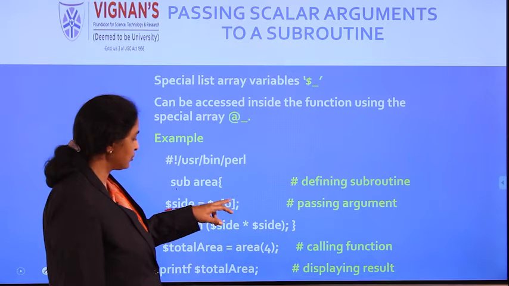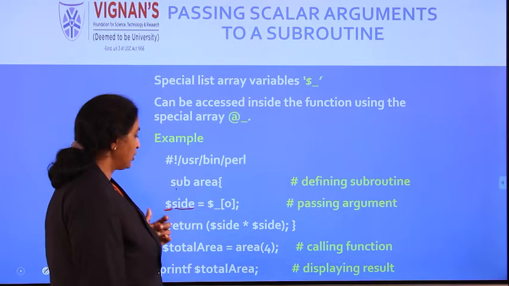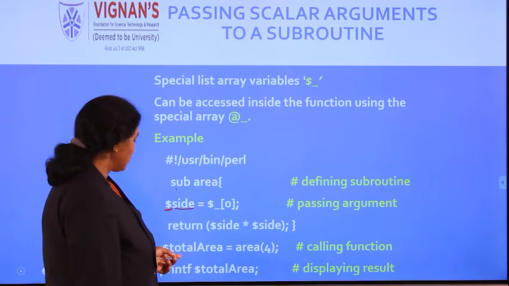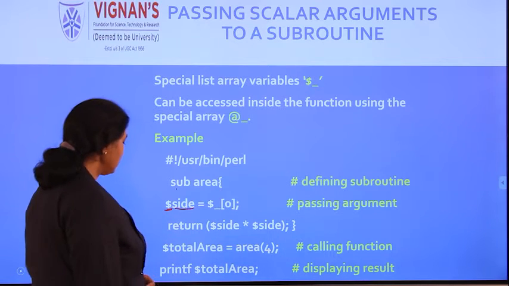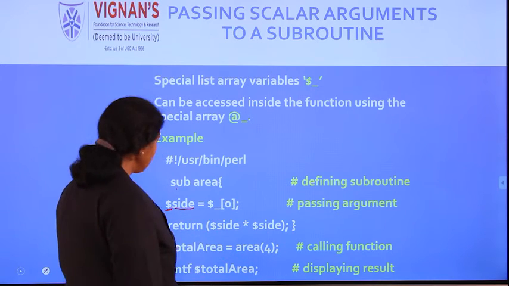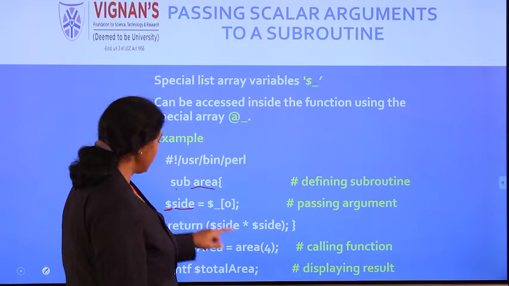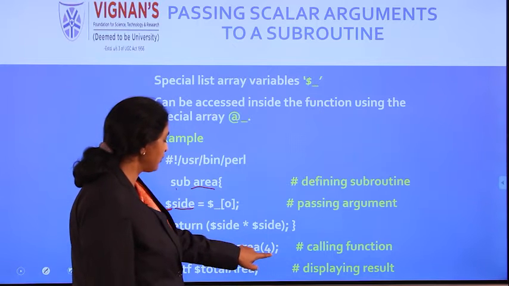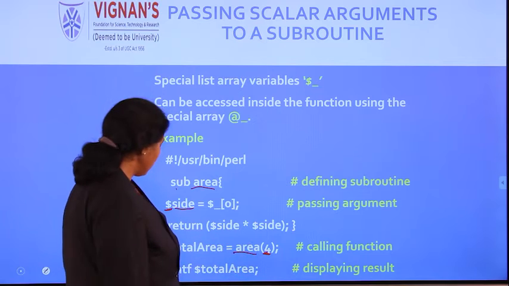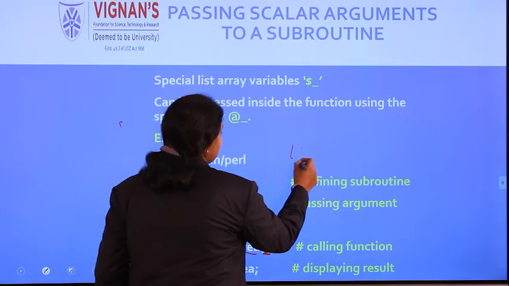So $_0. Now what is to be written? Area has to be written. What is the formula of area? You have to write side into side. So total area is equal to area. Now this is a function call, so you are assigning total area to the function call area, and by default you are passing the parameter ampersand of side is equal to 4. So if you print the area, in this case you are going to get 16.